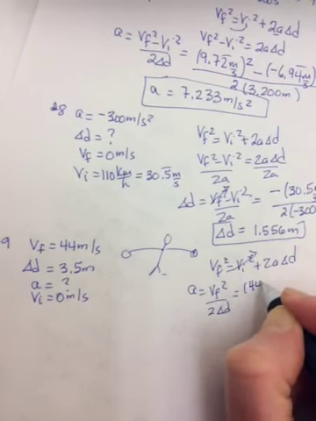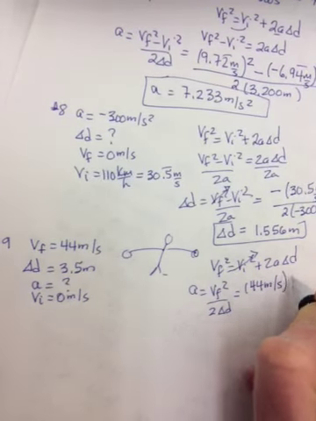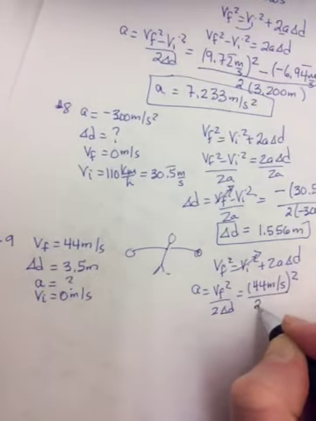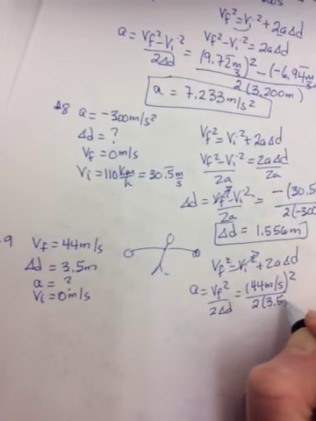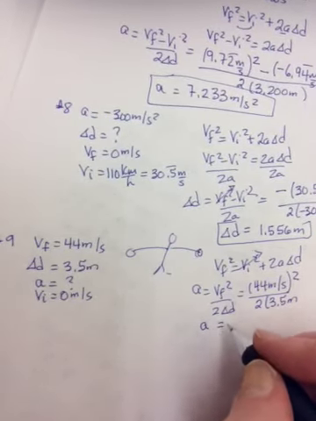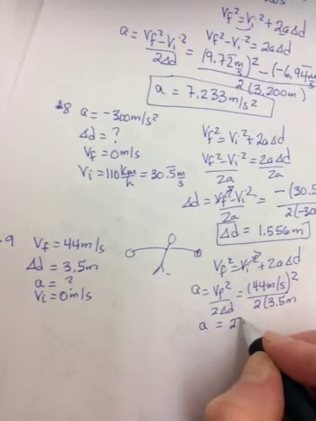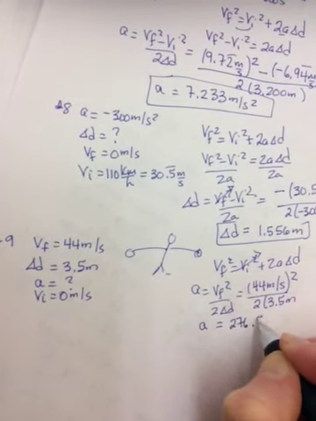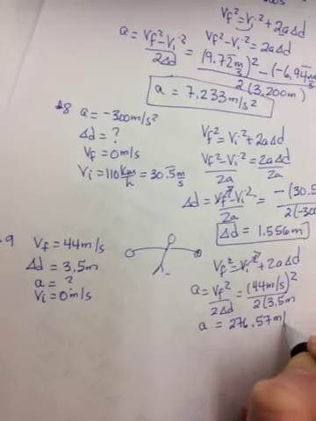So 44 meters per second squared divided by 2 times 3.5 meters. A is equal to 276.57 meters per second squared.